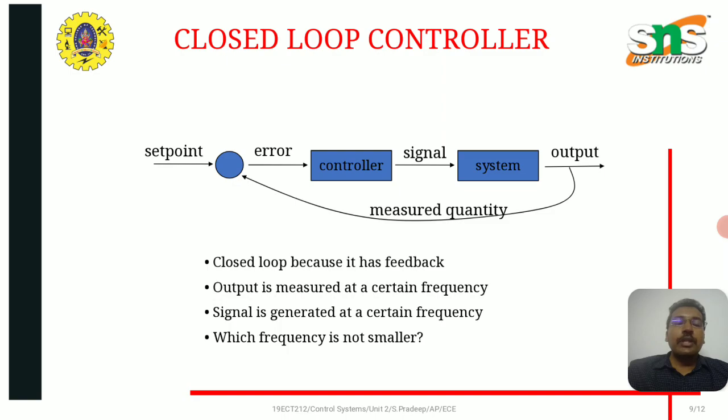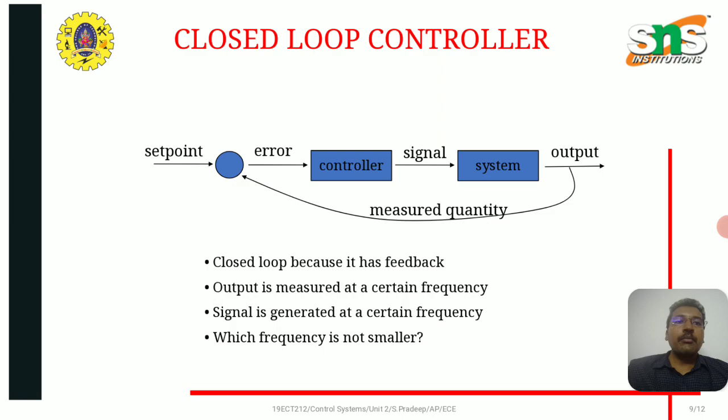A closed loop controller is shown in this figure. The input is the set point, which gives the error signal. The output is fed back to the input side. The input set point and the output give an error signal. The error signal is given as input to the controller, and it is given to the system, and we get the output.